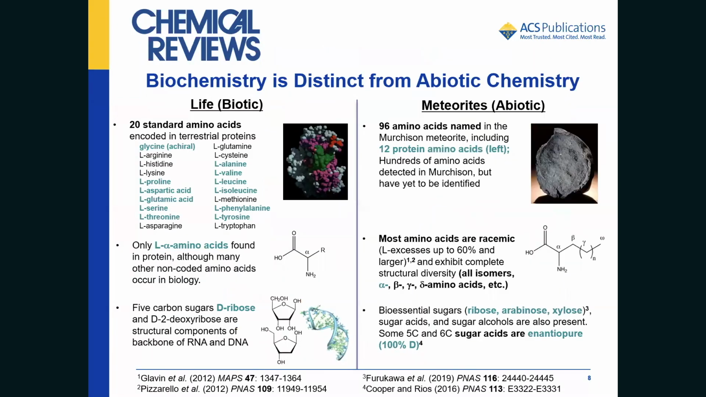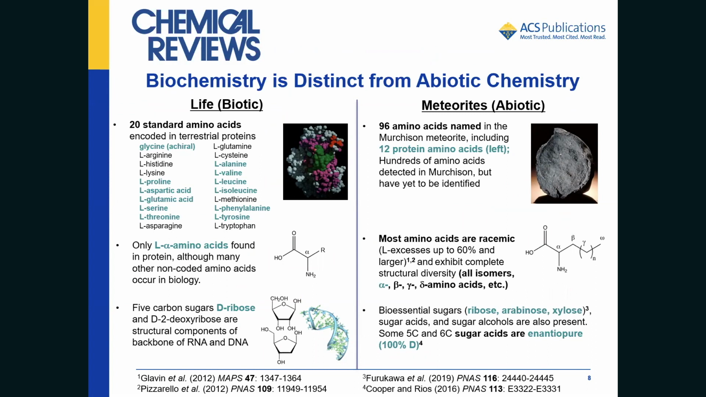Okay, so we know biochemistry is distinct from abiotic chemistry in a lot of different ways. Biology has 20 standard amino acids. There are a couple non-standard ones that are encoded in terrestrial proteins. So the 20 are listed there, all of the left-handed form, except for glycine, which is non-chiral.